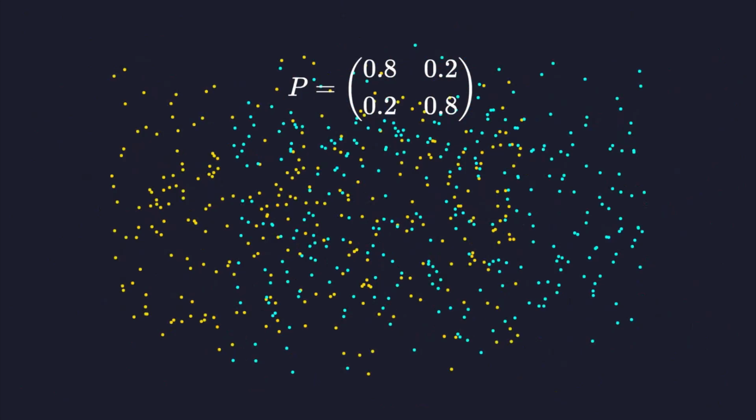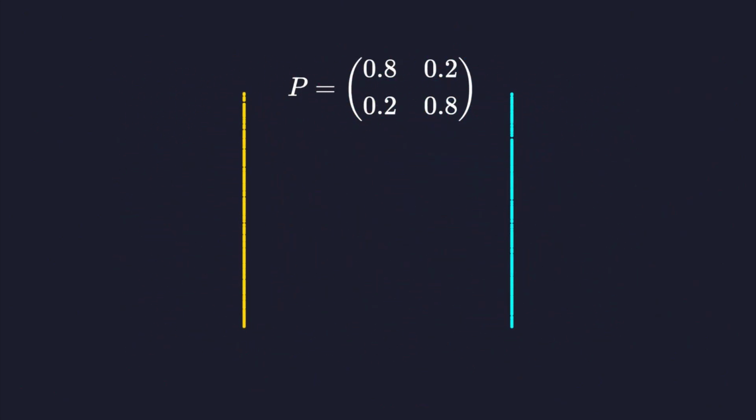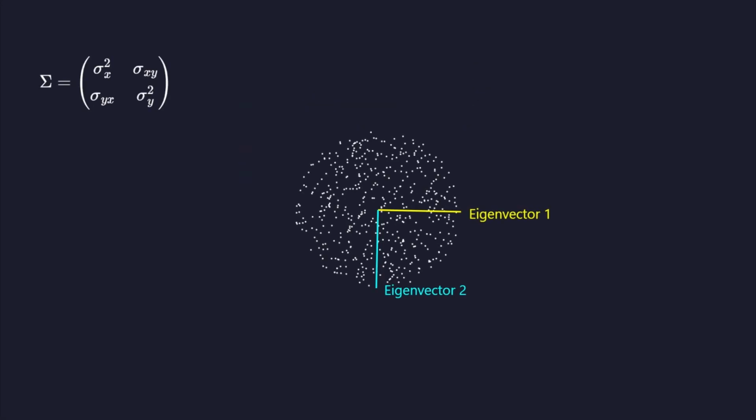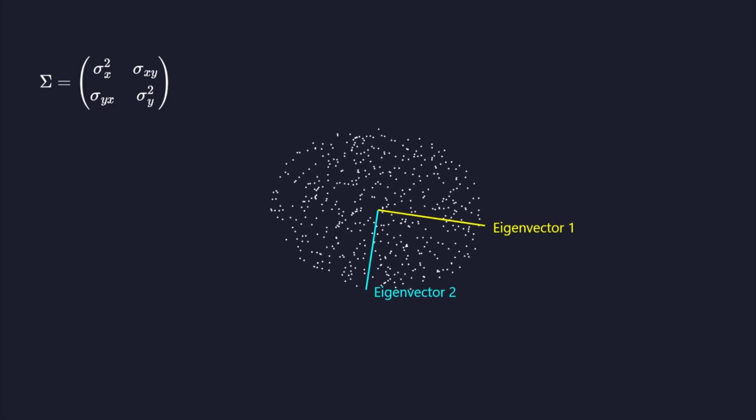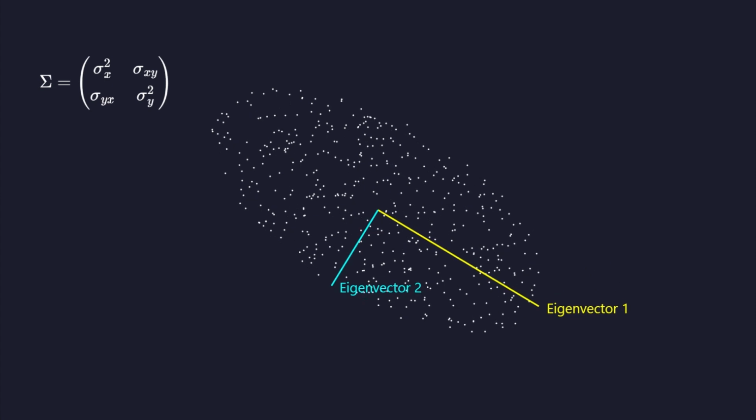Markov chains use matrices where each column sums to 1. These transformations move the density of probability across the coordinate system until it reaches a steady state, visualized as a static distribution of points. A covariance matrix describes the spread of a dataset.